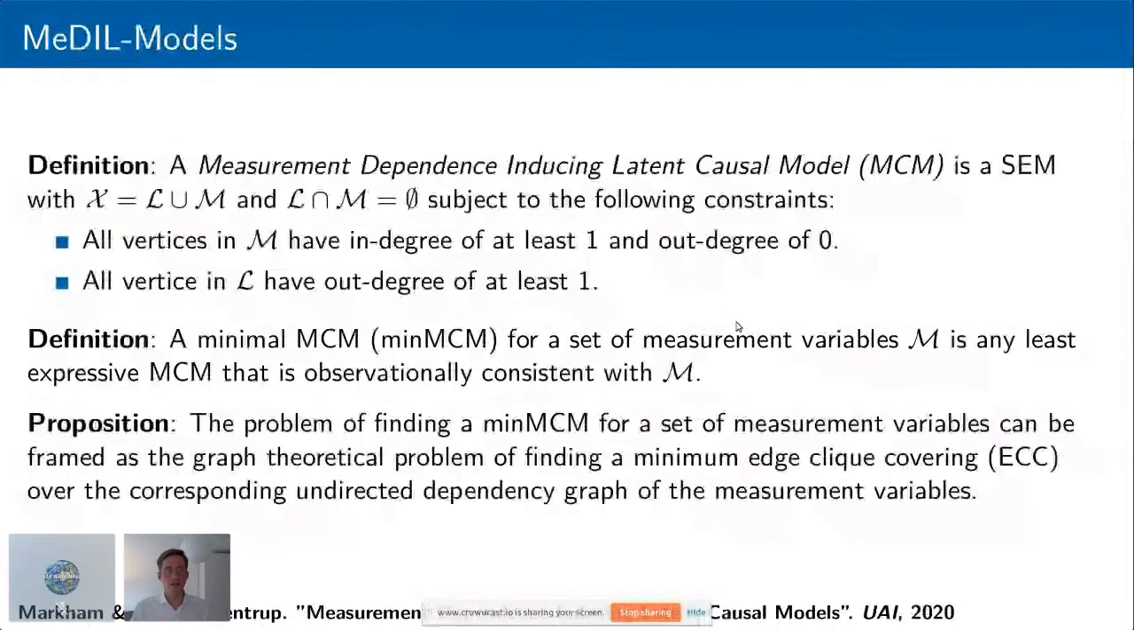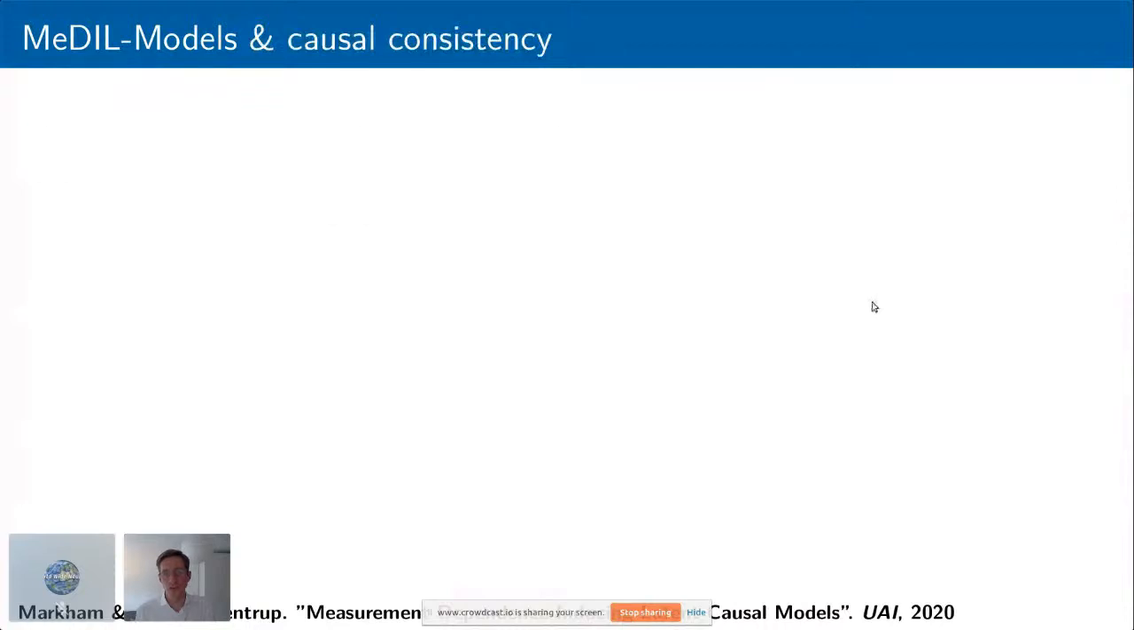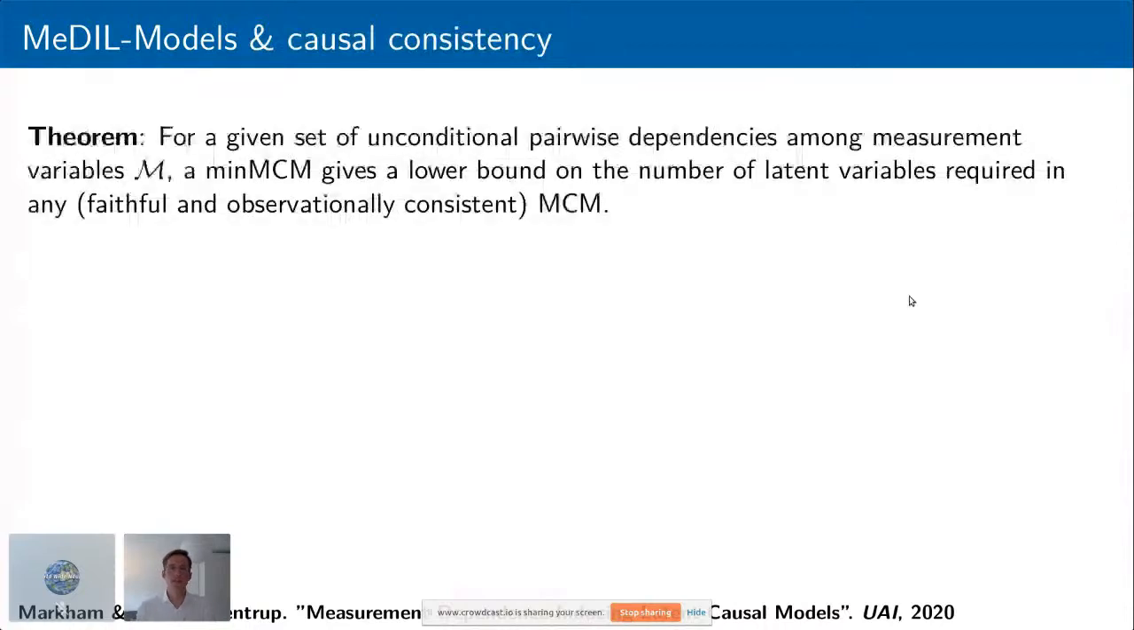And then we figured out that the problem of finding such a minimal model for a set of measurement variables can be framed as a graph theoretical problem of finding a minimum edge clique covering over the corresponding undirected dependency graph, as I illustrated in the previous slide. And then the main theoretical result that links now to this causal consistency is the following. For a given set of unconditional pairwise dependencies among measurement variables M, a min MCM gives a lower bound on the number of latent variables required in any faithful and observationally consistent MCM.